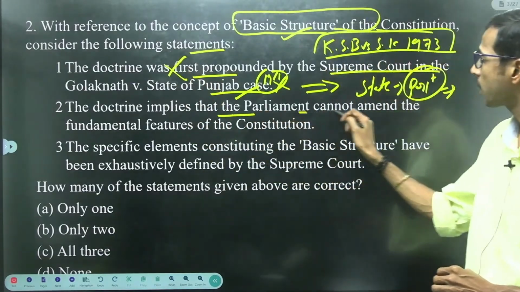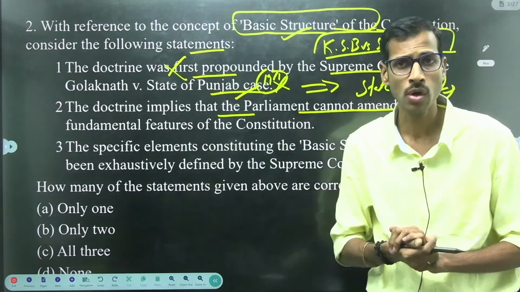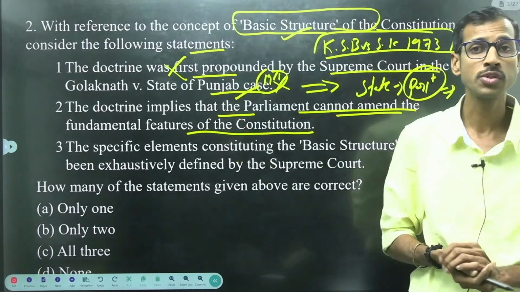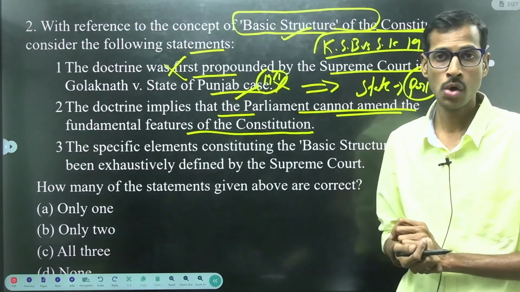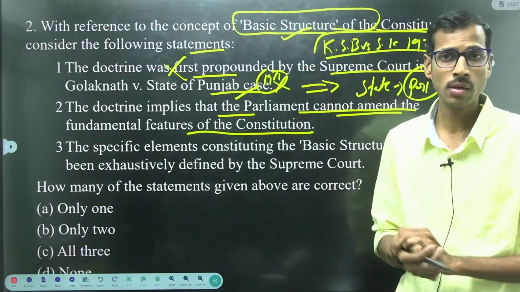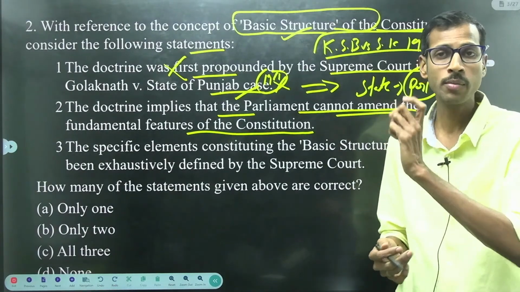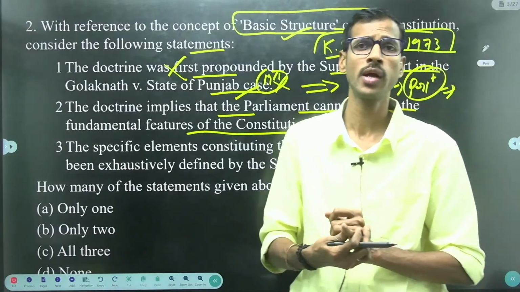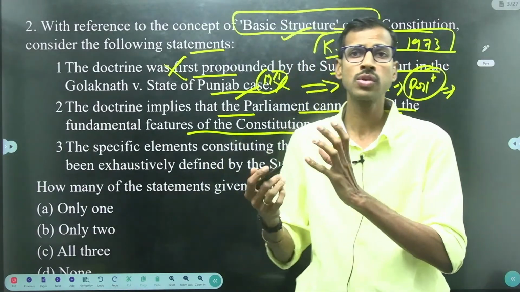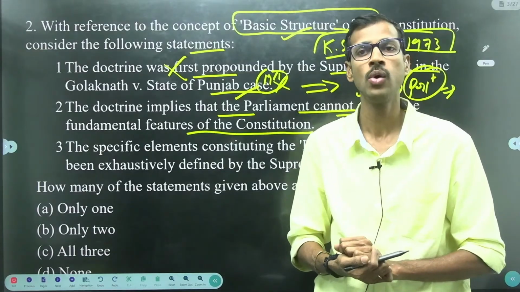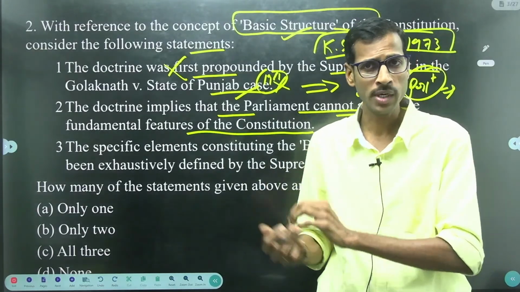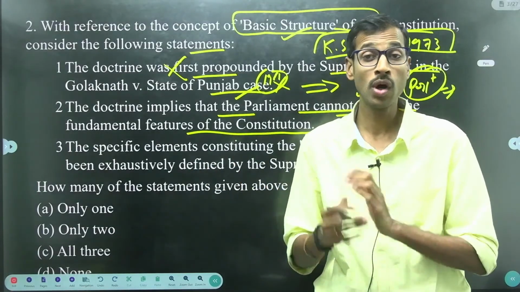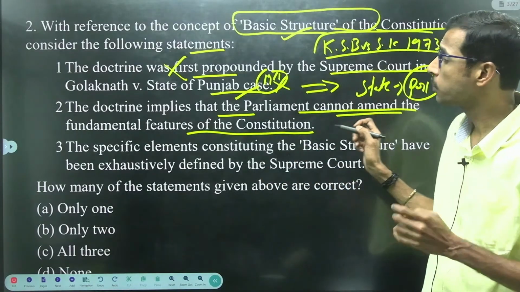The doctrine implies that Parliament cannot amend the fundamental features of the Constitution. What are the features here? Especially related to basic structure, Parliament does not have the authority to amend it. Basic structure means certain elements: judicial review, federalism, some constitutional procedures, some fundamental rights, and rule of law. All these are important elements.